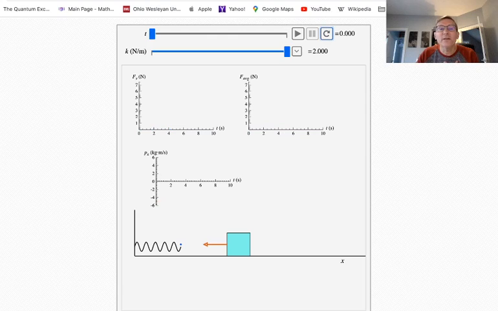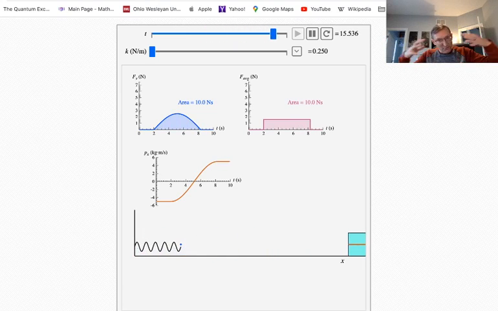So let's go to the other extreme then. Let's reset the animation. Let's make the spring constant as small as we can. Just so happens that in this animation, that's 0.25 Newton per meter. All right? So that's a very weak spring. Let's run the animation.